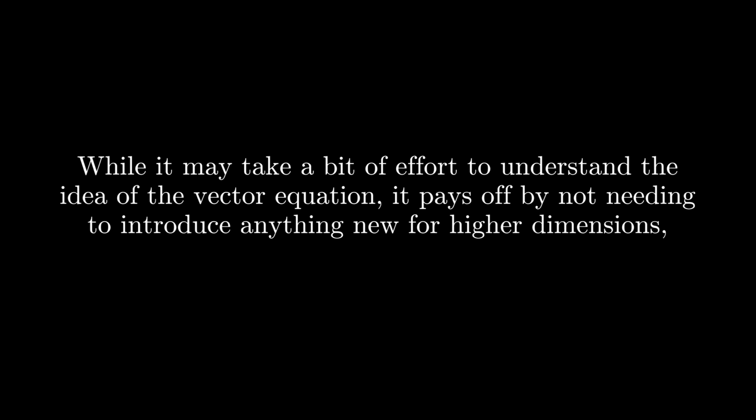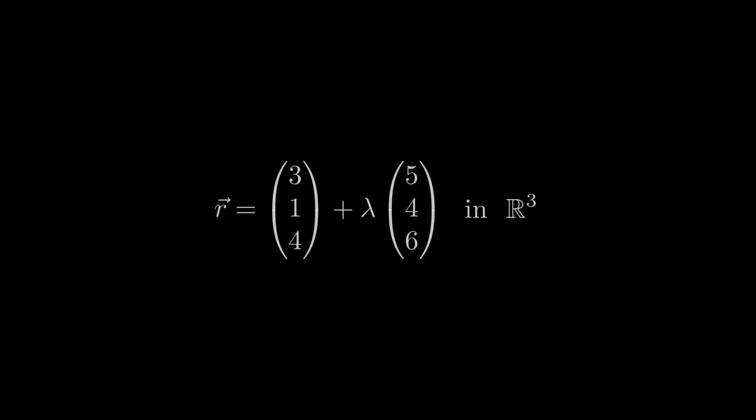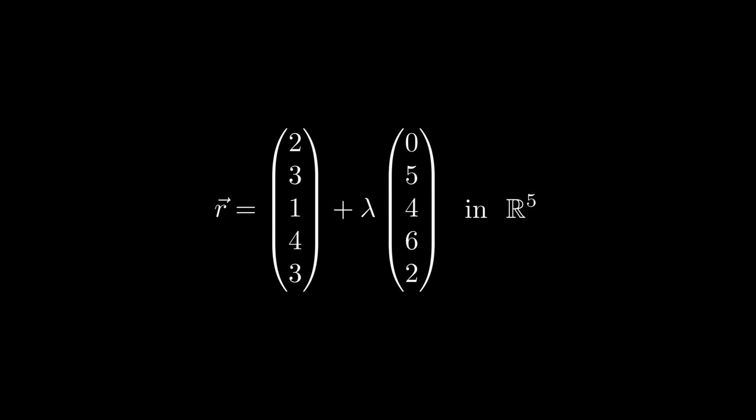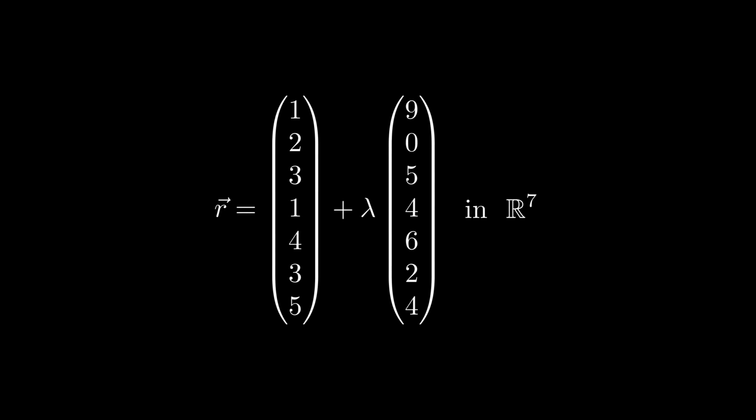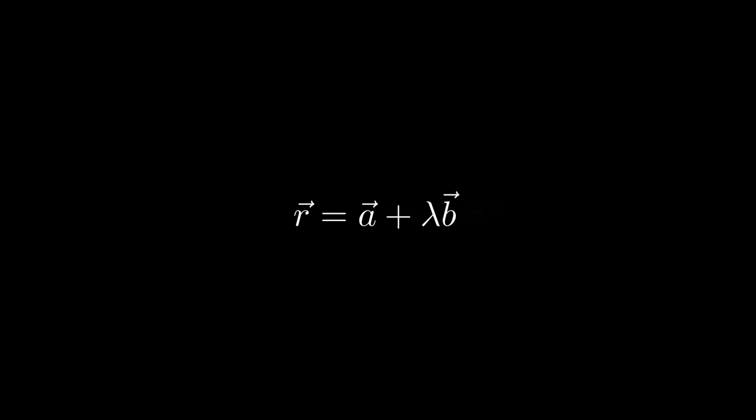While it may take a bit of effort to understand the idea of the vector equation, it pays off by not needing to introduce anything new for higher dimensions, in addition to allowing us to use vector tools. Indeed, the logic works if we wanted to place a line in 5D, or 7D, or even 1729D. The equation of a line will be r equals a plus lambda b.